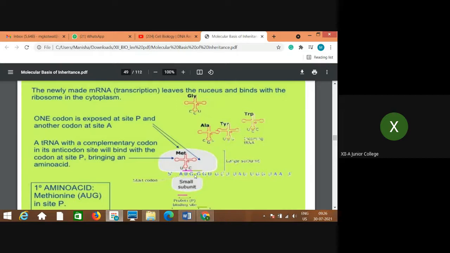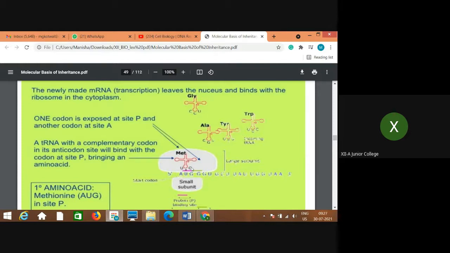Now, this is mRNA with the initiator codon AUG at the 5' end. The smaller subunit of the ribosome gets attached to the mRNA at the 5' end. Then the activated amino acid, which is attached to the tRNA, comes in with the anticodon complementary to the codon. That tRNA comes in contact and gets attached to the codon. That means AUG is the initiator codon at the 5' end.